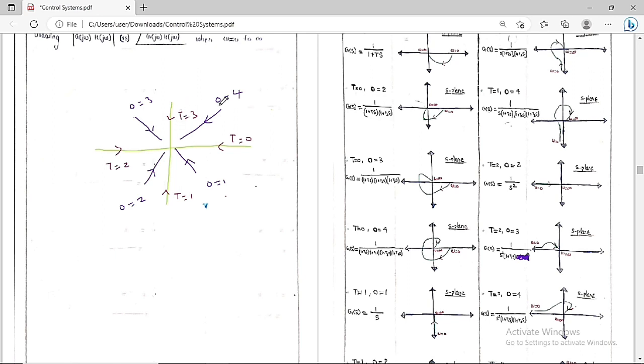So this is type 0, type 1, type 2, type 3, again type 4, type 5, type 6, type 7, like that. Order 1, order 2, order 3, order 4, again order 5, order 6, order 7. So this point you always have to keep in your mind. If you remember this picture, you can draw the polar plot of any open loop transfer function in a fraction of seconds.